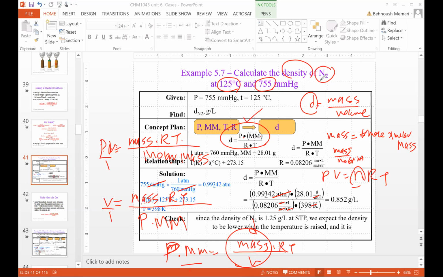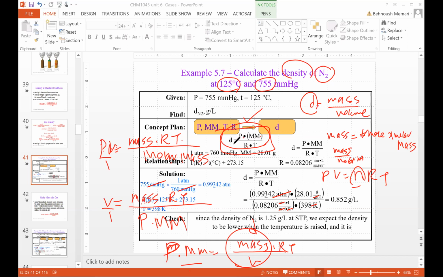So we want to find the density at a different temperature compared to the STP. If you had the density at STP, it would be just molar mass divided by 22.4. But this is a density at a different temperature. You have to come up with the formula for density using the ideal gas law. So if these steps make sense, go through the steps. If it doesn't make sense, memorize the formula. Density is pressure times molar mass over RT.